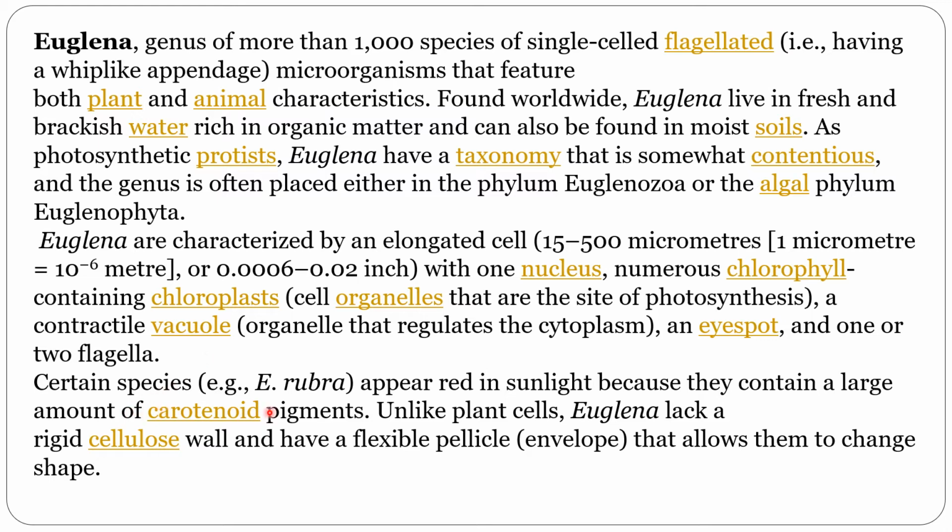Certain species, for example Euglena rubra, appear red in sunlight because they contain a large amount of carotenoid pigments. So due to this, they look red in color. Unlike plant cells, Euglena lack a rigid cellulose wall. You know the character of a plant cell is that it possesses cellulose in its cell wall, but in Euglena that character is lacking, and they have a flexible pellicle or envelope that allows them to change shape.